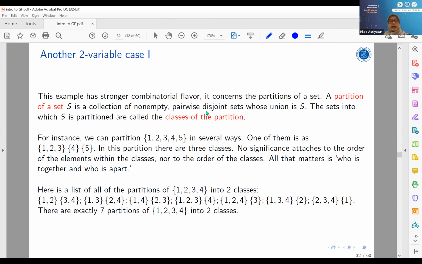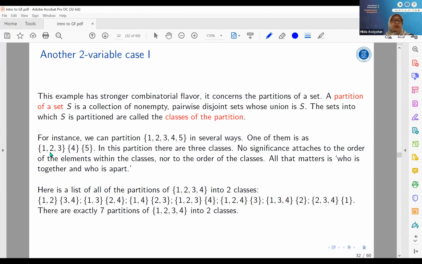The sets into which S is partitioned are called the classes of the partition. This is an example of a partition of a set. Suppose we look at the set of the first 5 positive integers, or 5 natural numbers, and we want to partition this set. There are many ways to do that. One of them is this one.